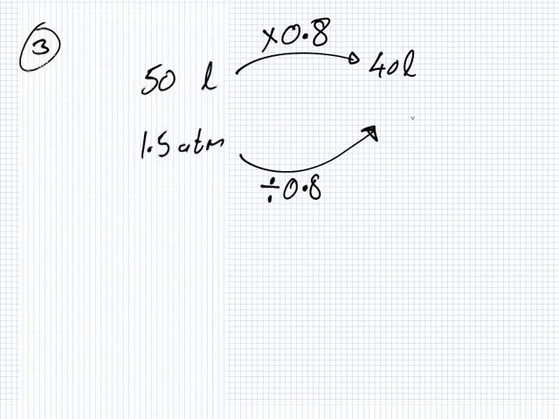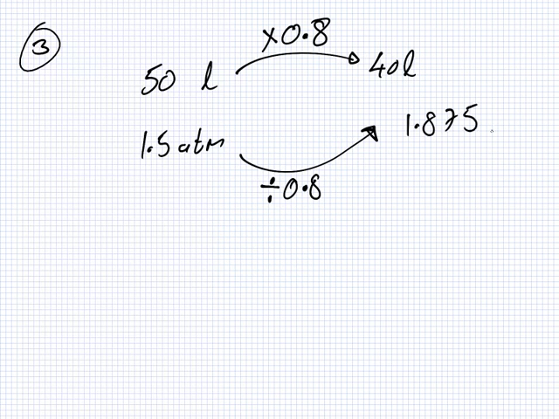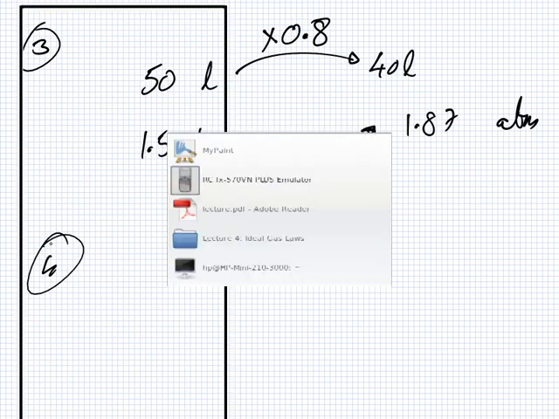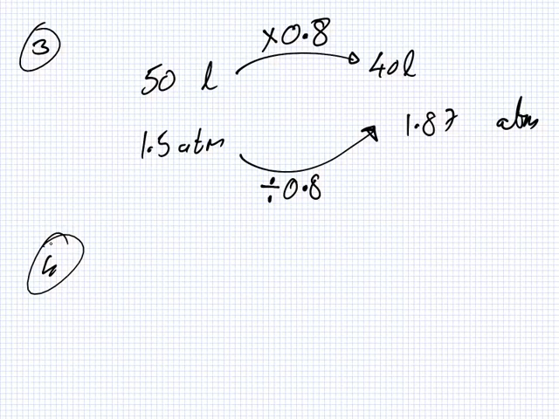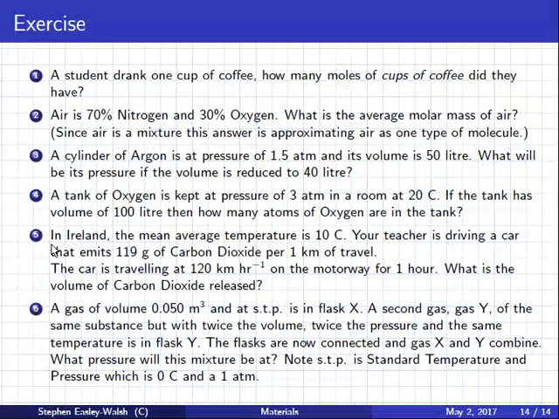Correct. Atmospheres. 4 is going to be, I think, something similar. Oxygen is at 3 atmospheres at 20, and the volume is 100 litres. No, it's a different one. How many atoms of oxygen are in the tank? So first you could get the moles and then multiply by Avogadro.